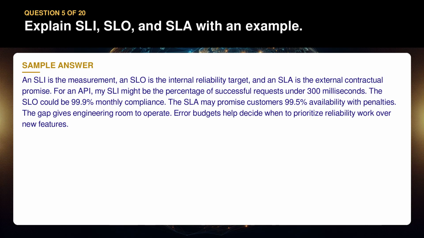An SLI is the measurement, an SLO is the internal reliability target, and an SLA is the external contractual promise. For an API, my SLI might be the percentage of successful requests under 300 milliseconds. The SLO could be 99.9% monthly compliance. The SLA may promise customers 99.5% availability with penalties. The gap gives engineering room to operate. Error budgets help decide when to prioritize reliability work over new features.